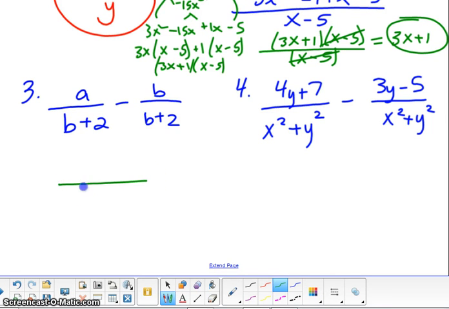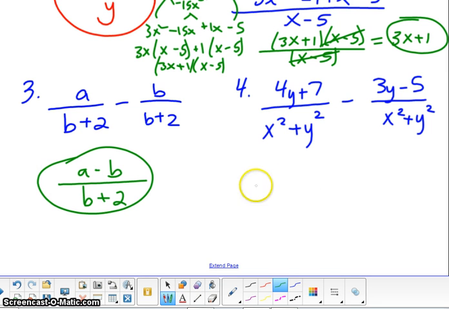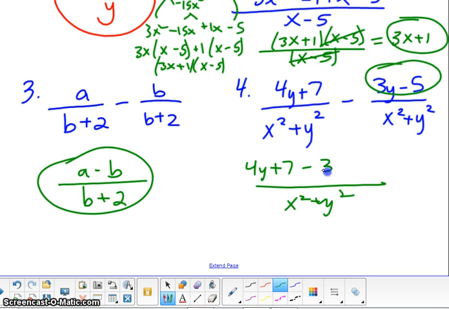Okay, now that you're back, b plus 2 would be the common denominator. A minus b is going to be on the top. Nothing fancy there. The next one, we have x squared plus y squared on the bottom, and 4x plus 7 minus all of it. So be careful here. Minus all of it would make that a negative 3y plus 5.